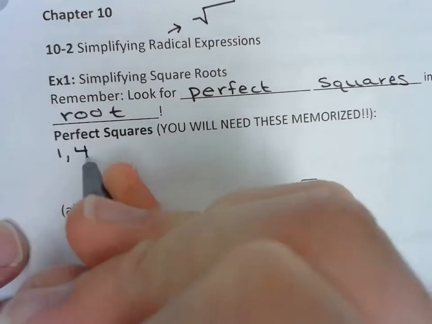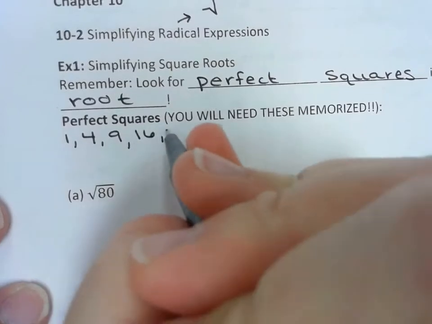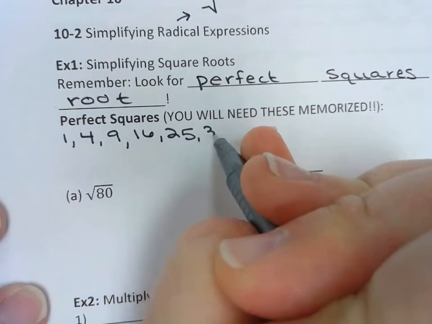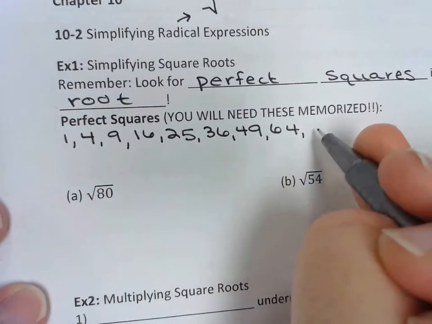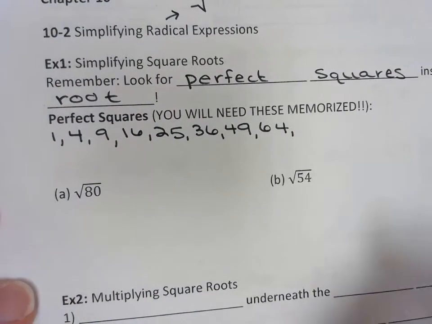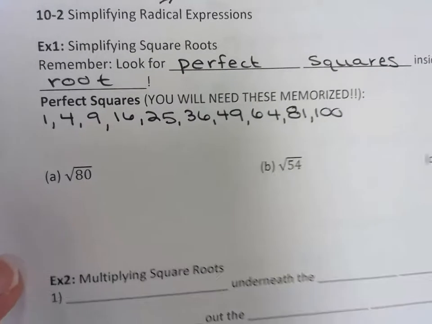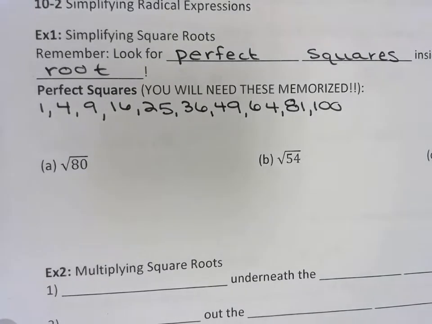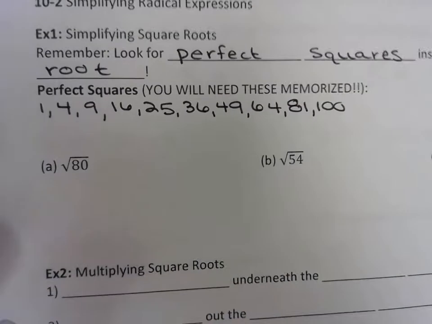So 1, 4, 9, just listing them again. 1, 4, 9, 16, 25, 36, 49, 64, 81, 100. Okay, those are the basic ones. So square root of 1 is 1, square root of 4 is 2, square root of 9 is 3, square root of 16 is 4. So we're looking for those perfect squares in there so that we can actually take the square root of those.